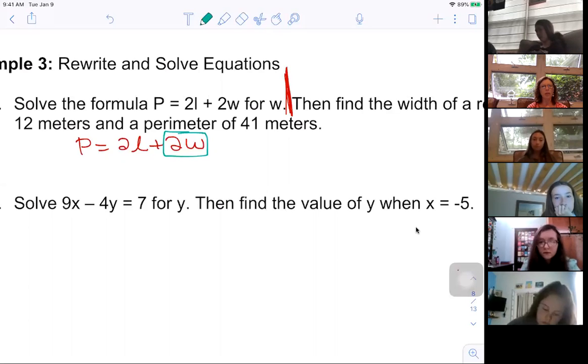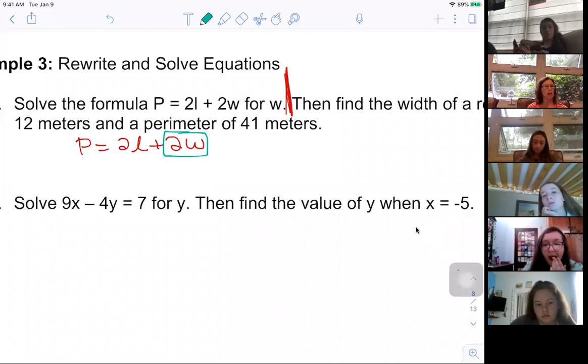Does anybody know? How could you get 2W by itself? Madison, how could you get 2W by itself? Would you divide it by 2 and then divide it by 2? We will divide it by 2, but before we divide it by 2, what do you think we need to move to the other side?